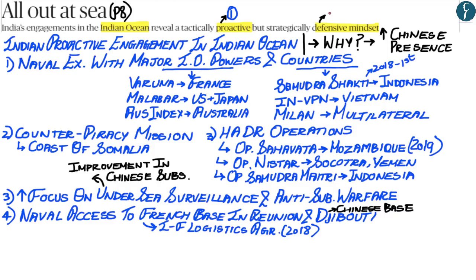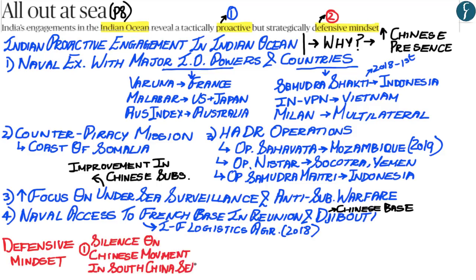Now let us understand the second aspect of this editorial: why, according to the author, India also has a defensive mindset with regards to its engagement in the Indian Ocean. The first reason given by the author is that India has continued to maintain silence on China's continuing aggression in the South China Sea. It needs to be understood that India has proactively engaged with the ASEAN organization and various countries located in the South China Sea, whereby India has said that there should be free and open access to the South China Sea, and any dispute should be resolved based on international law.